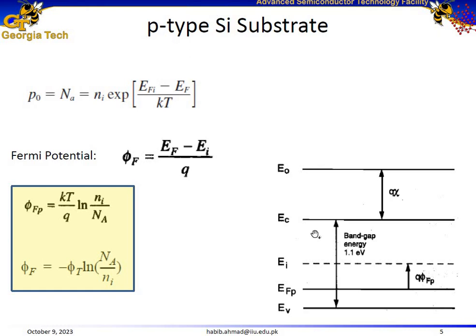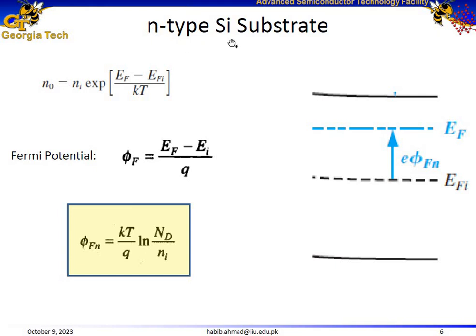For a p-type silicon substrate, the Fermi energy level is close to the valence band, and the Fermi potential, which is the difference between the intrinsic and Fermi energy levels, is calculated using this expression which we derived in the previous lecture. Here kT/q is the thermal potential, 0.0259 volts, roughly 26 millivolts. Ni represents the intrinsic carrier concentration, and NA represents the acceptor doping.